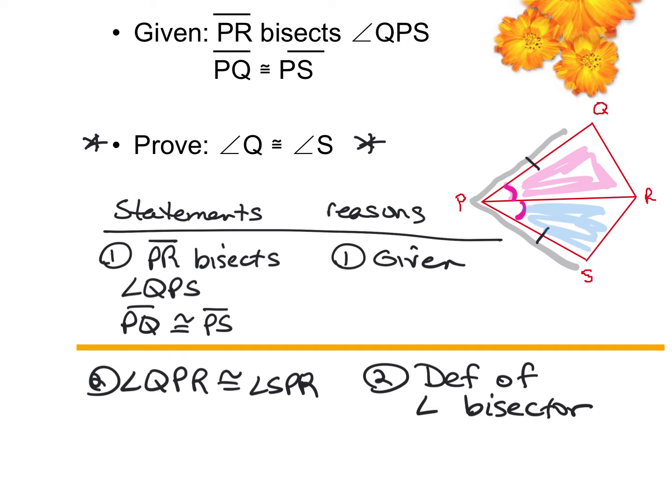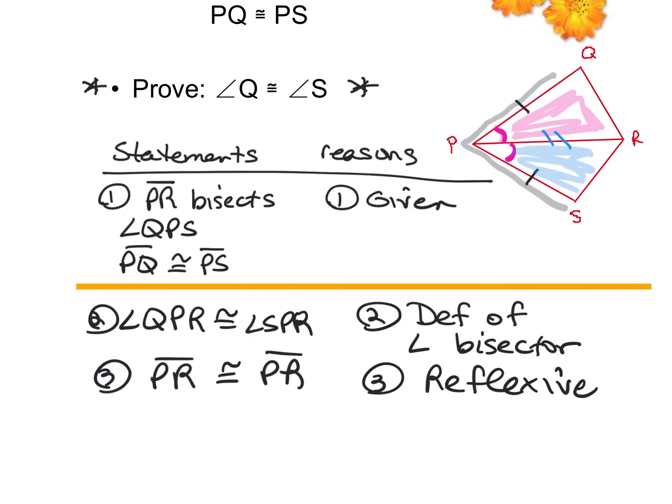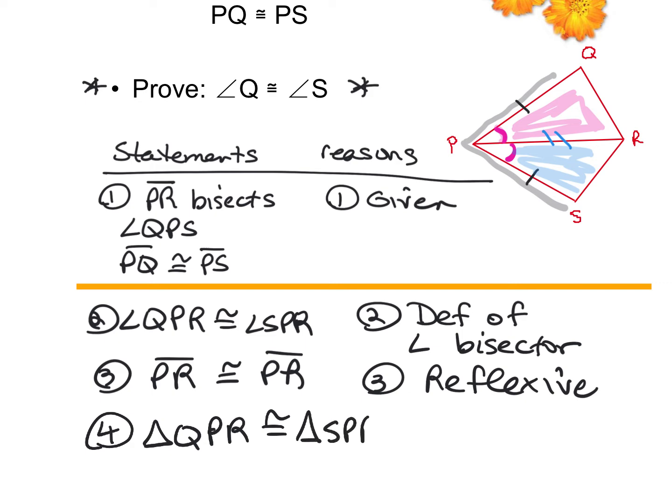I'm going to get my third one, the obvious one, which is this reflexive side here. I can state that PR is congruent to PR, and the reason is reflexive. And then now I can state that the two triangles are congruent by side angle side. And again, the order matters here. So I'm going to state that triangle QPR is congruent to triangle SPR, and that reason is side angle side.